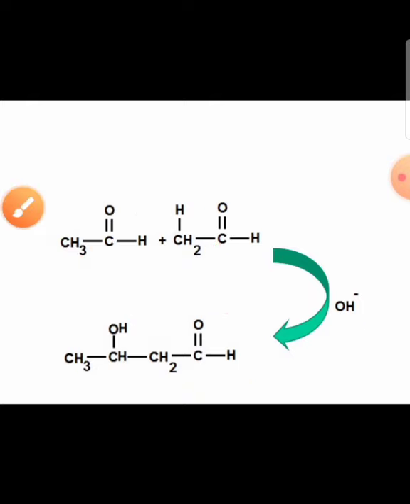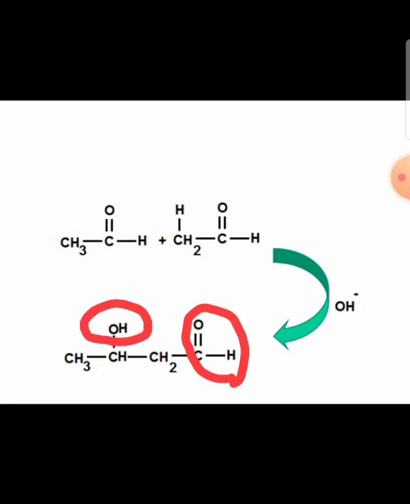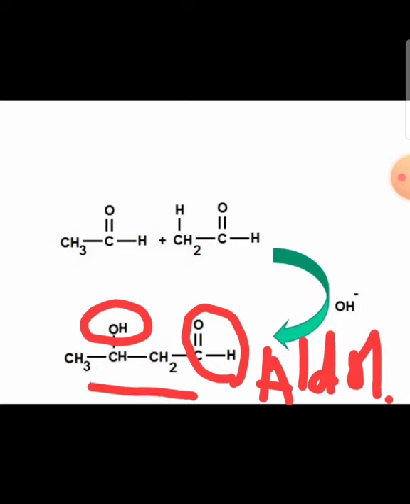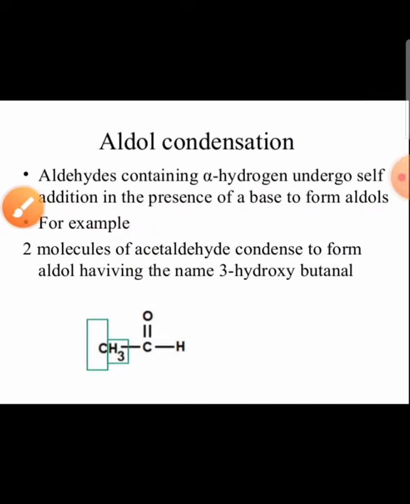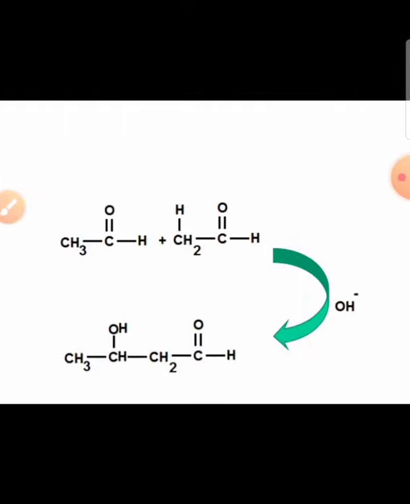Aldol. Why aldol? Because this structure has an aldehydic group as well as an alcoholic group. Both the groups are there, that's why the product is called aldol, and the reaction is known as aldol condensation. The IUPAC name of this structure is 3-hydroxybutanal, because to the third carbon atom there is a hydroxy group, that's why 3-hydroxy. 4 carbon atoms are there, with single bonds between carbon and carbon, and an aldehyde group is there, that's why al. So 3-hydroxybutanal is the name of this aldol.